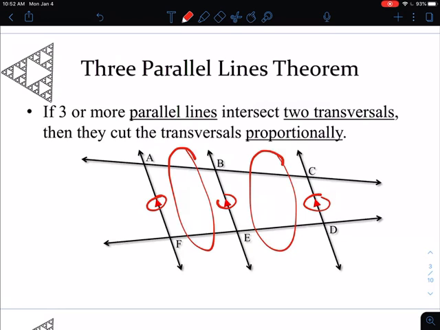So if they were to give me some information here, let's say they say AB has a length of x, FE has a length of 6, BC has a length of 10, and ED has a length of 15. So that's just the information they give us. Well, using this theorem, we can do a top over bottom equals top over bottom. So x over 6 equals 10 over 15, and then I could cross multiply and solve.